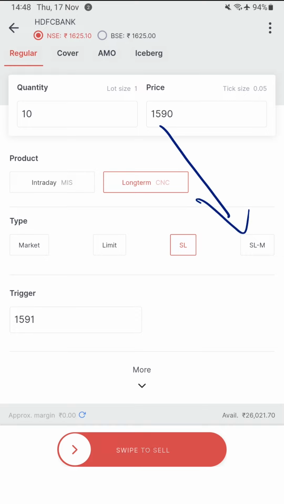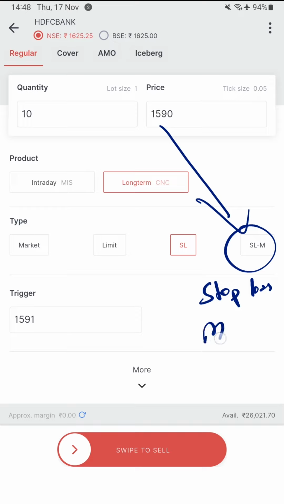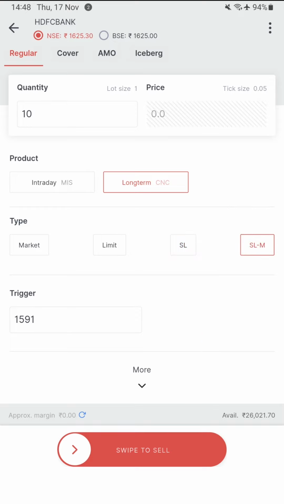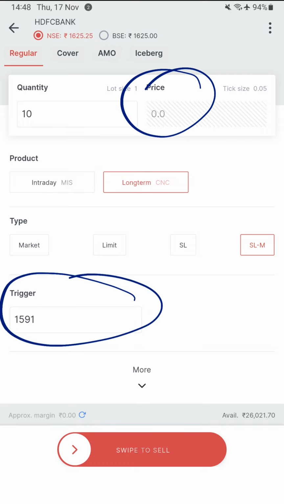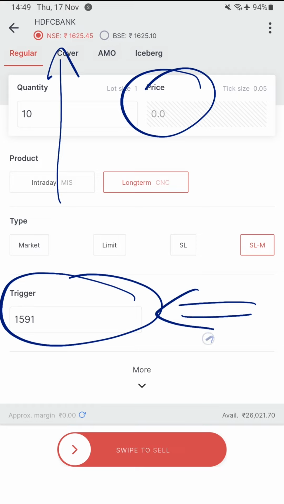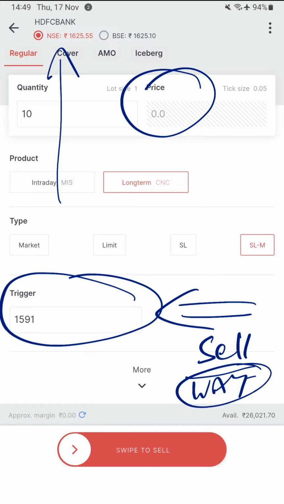But before that, let's look at what is this SLM. SLM means stop loss market. So when I say stop loss market, you will notice I cannot enter a price here. I'm only entering a trigger. This is very useful if you are dealing with stocks which are a little smaller. HDFC is probably one of the bigger ones. So what I'm saying is, whenever the price hits 1591, just sell it at whatever price you get. I don't care. Just sell and get me out of this trade. Book whatever profit I have, book whatever loss I have, get me out of here.